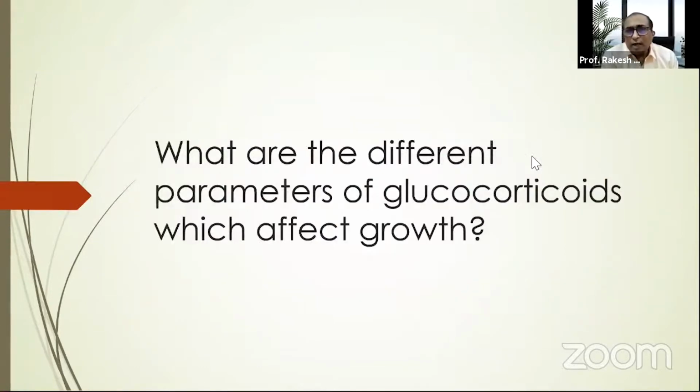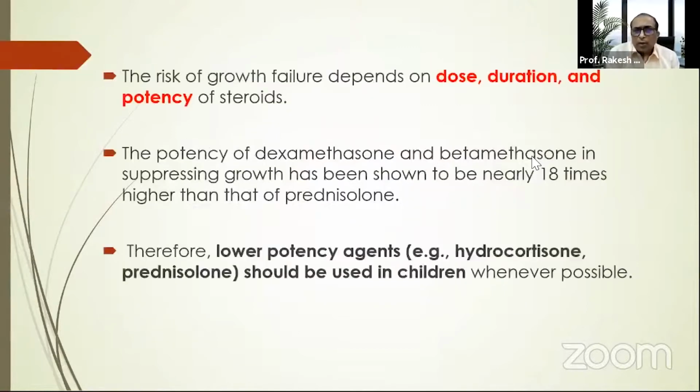Now, what are the different aspects about glucocorticoid use that influence growth? So the dose of glucocorticoid that is used, the duration and potency of the steroids that are used are major factors which influence the effect on growth. The potency of dexamethasone and betamethasone in suppressing growth has been shown to be nearly 18 times higher than that of prednisone. So lower potency agents like hydrocortisone and prednisone should be used in children wherever possible.